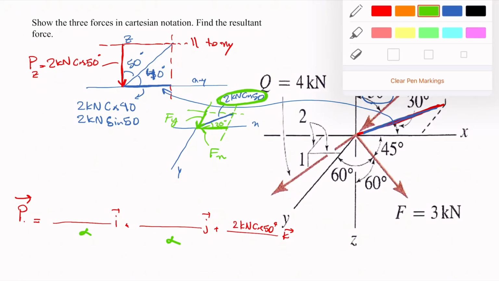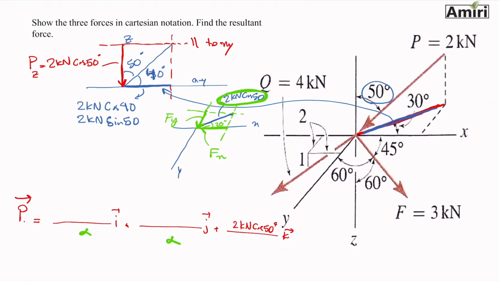So 2, exact same thing I'm going to write here. 2 kilonewtons cosine 50. This whole thing, cosine of 30 will give me my Fx. Cosine 30.